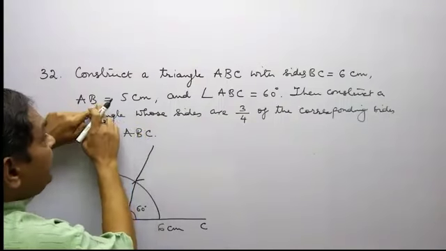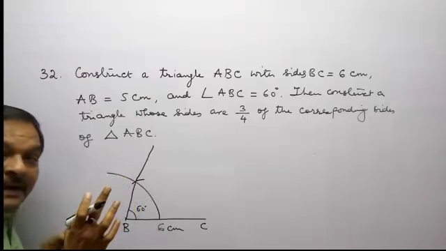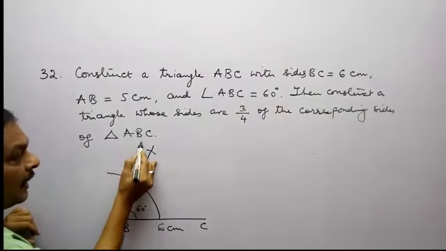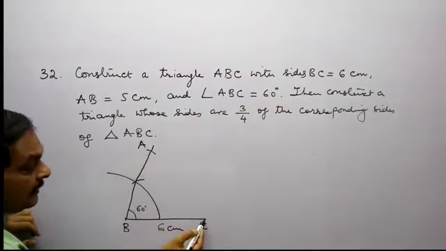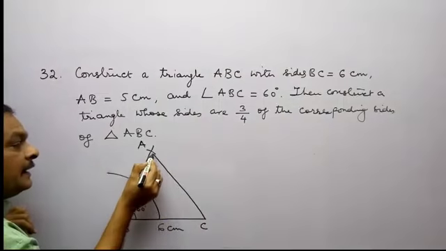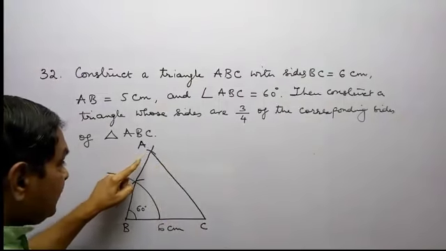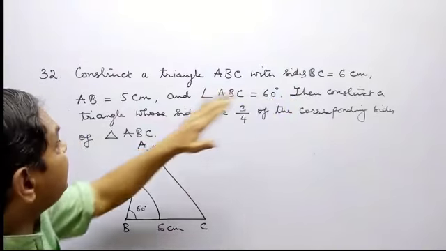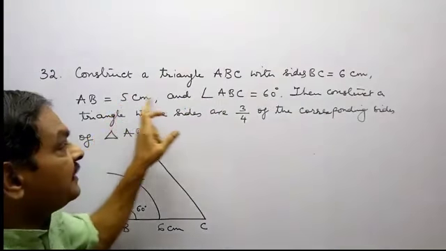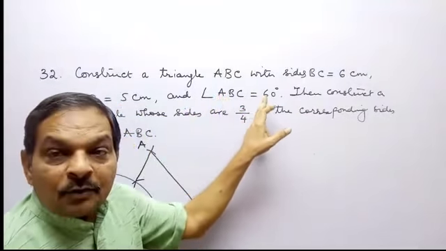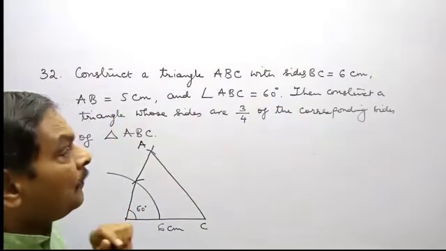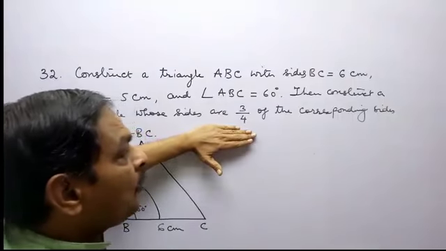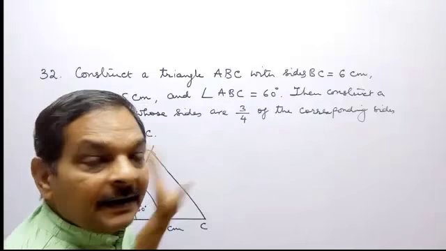Now since AB equals 5 cm, we take a 5 cm arc in the compass and cut it on this line and obtain the point A, and then we join point A and C like this, and thus we have obtained triangle ABC whose sides are BC as 6 cm, AB as 5 cm and angle ABC equal to 60 degree. Now we are to construct another triangle whose sides are 3/4 of the corresponding sides of triangle ABC.